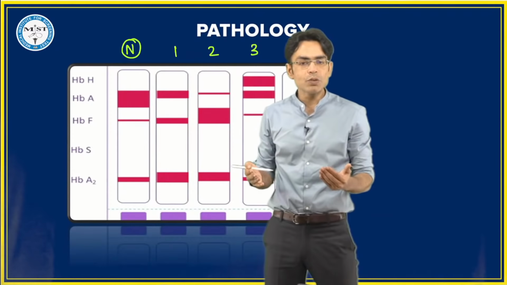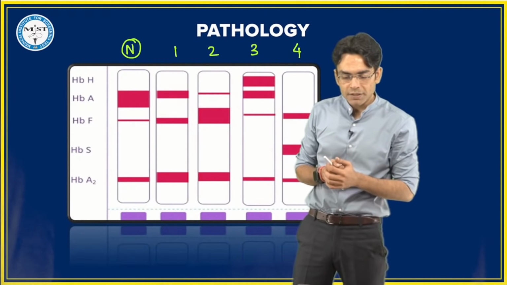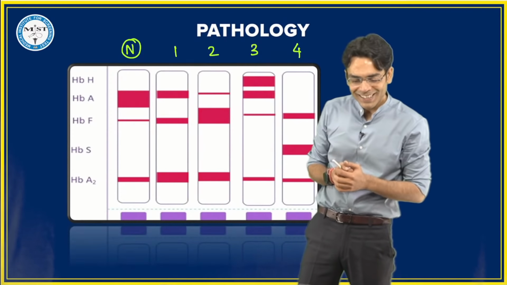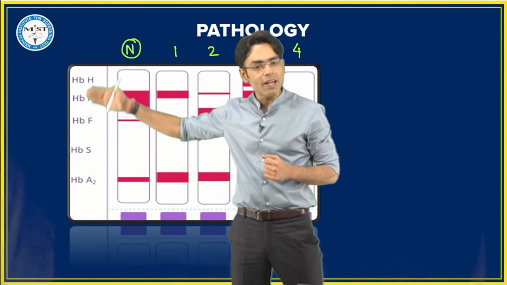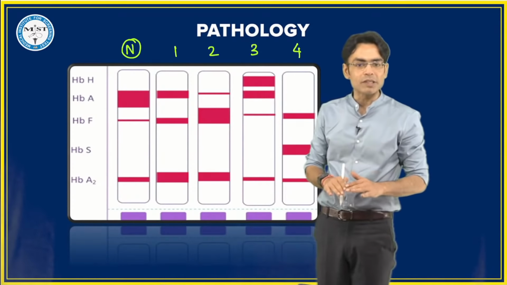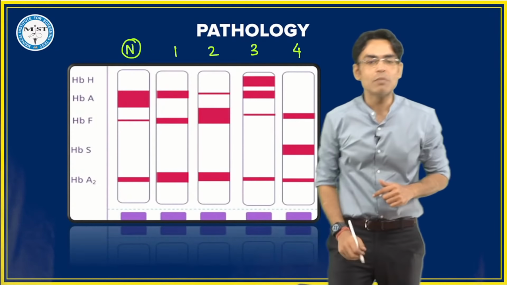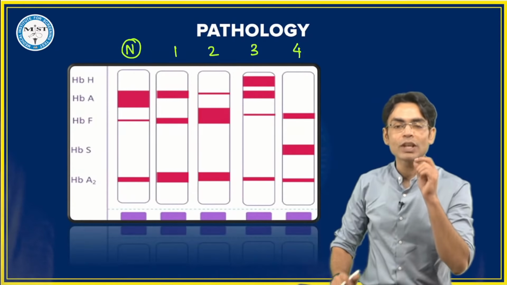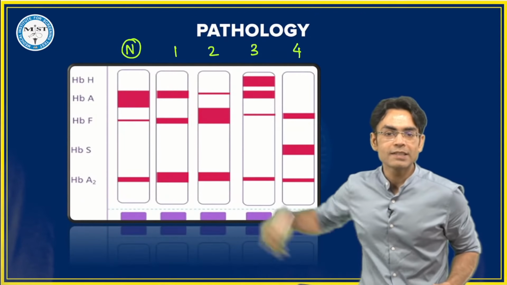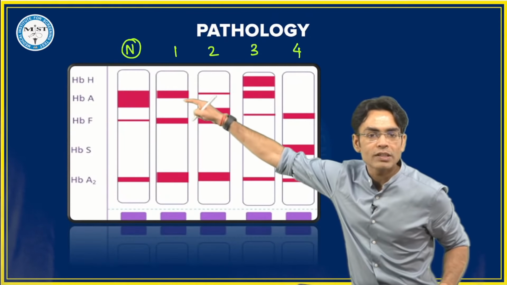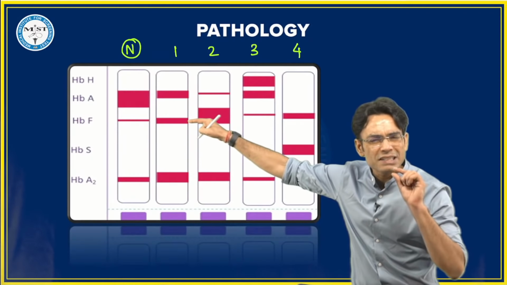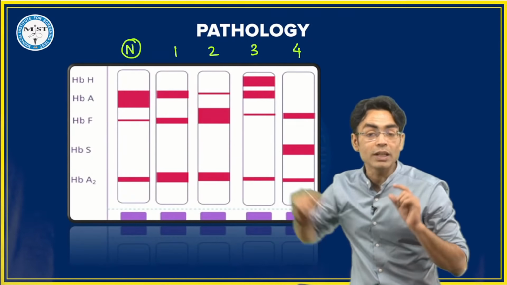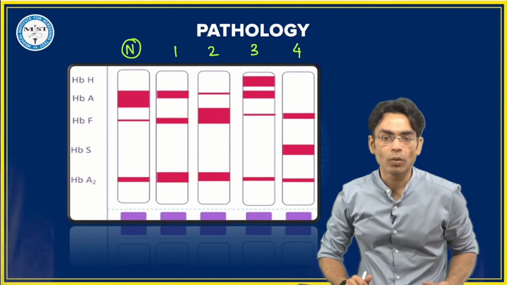Whenever you are using a hemoglobin electrophoresis plate, this is the way in which the hemoglobins will be deposited. Now tell me, what is patient number 1? What are you getting more in patient number 1? Is it a normal male? No. What is happening to hemoglobin A? It is going less. Hemoglobin F is increasing a little, but your hemoglobin A2 is increasing more.